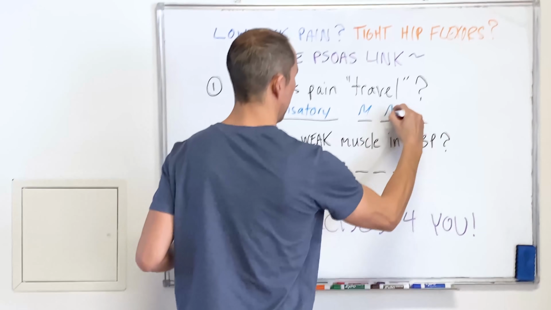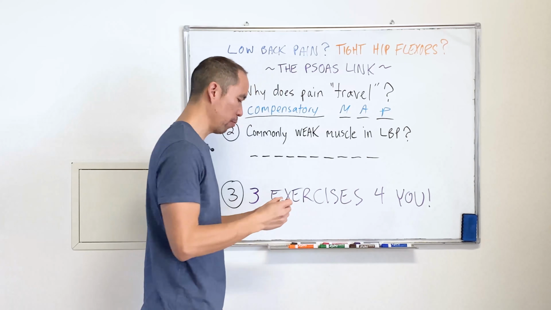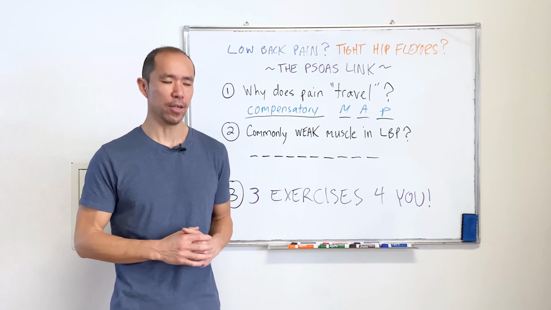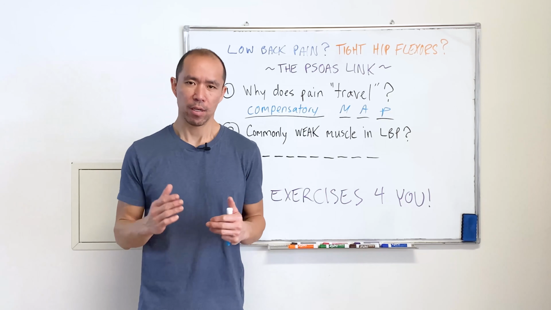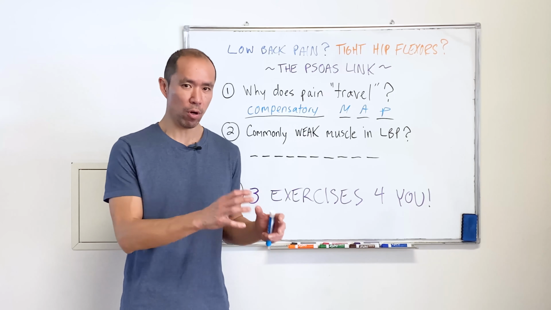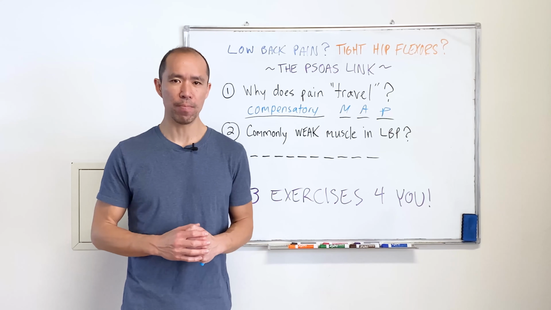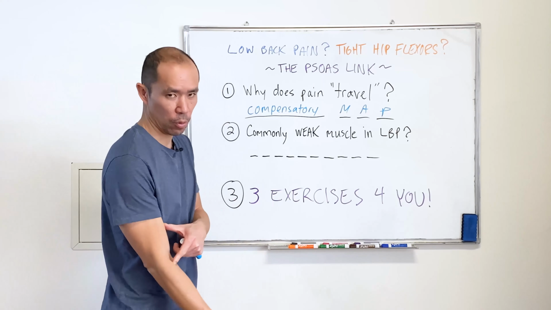MAP. And MAP stands for movement and activation pattern. And this is something I talk about a lot here. So what is a compensatory MAP? Compensatory MAP basically is when one muscle tries to pick up the slack for another muscle that's not doing its job. Really simple example is at the elbow here.